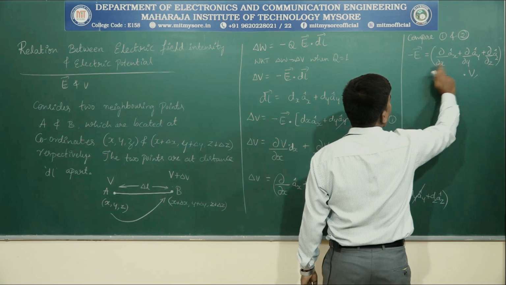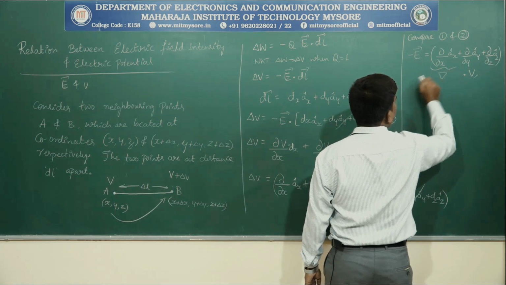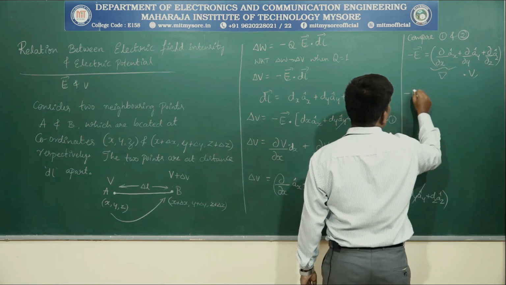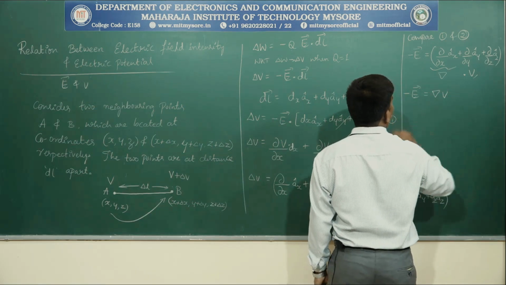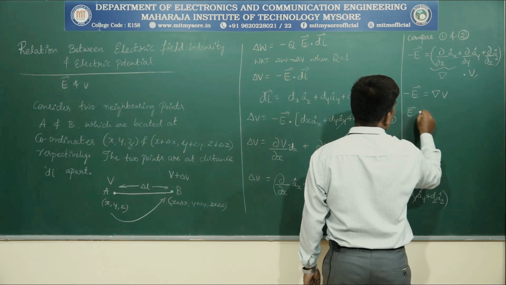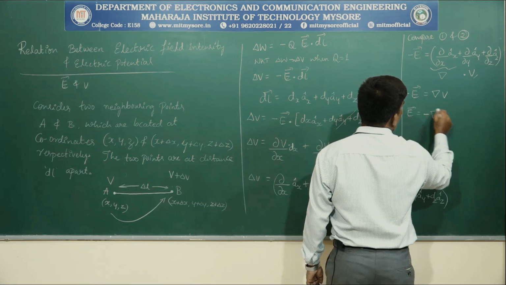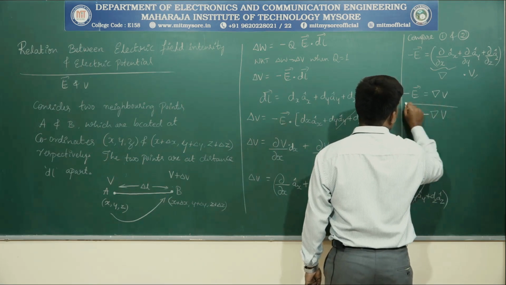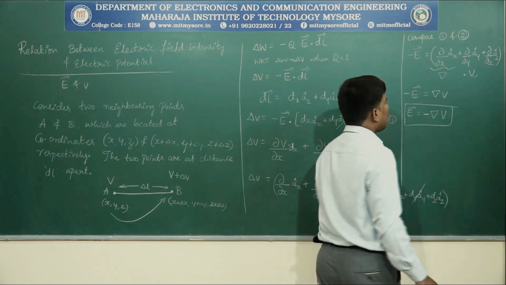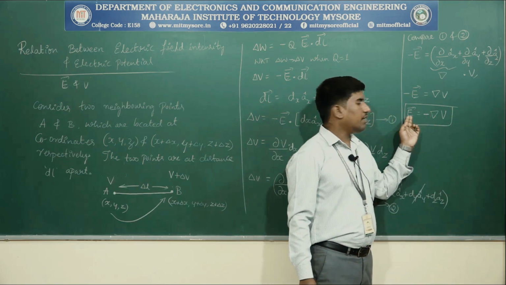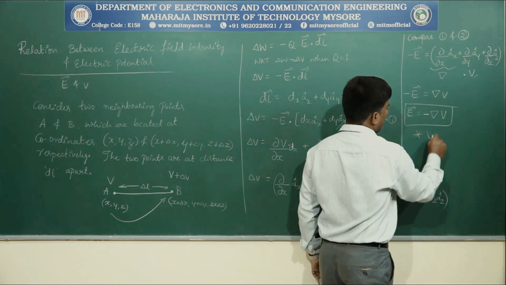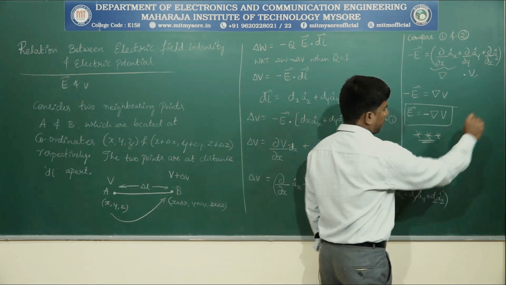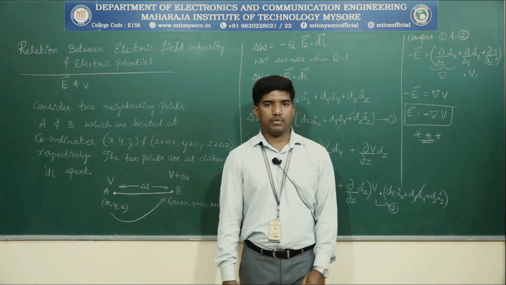Okay, what is this quantity? This quantity is the gradient, that is, E is equal to minus del V. Therefore E can be written as minus of the vector operator del into V. This is the relationship between electric field intensity and electric potential. This is very important for our numerical problems. Got it?